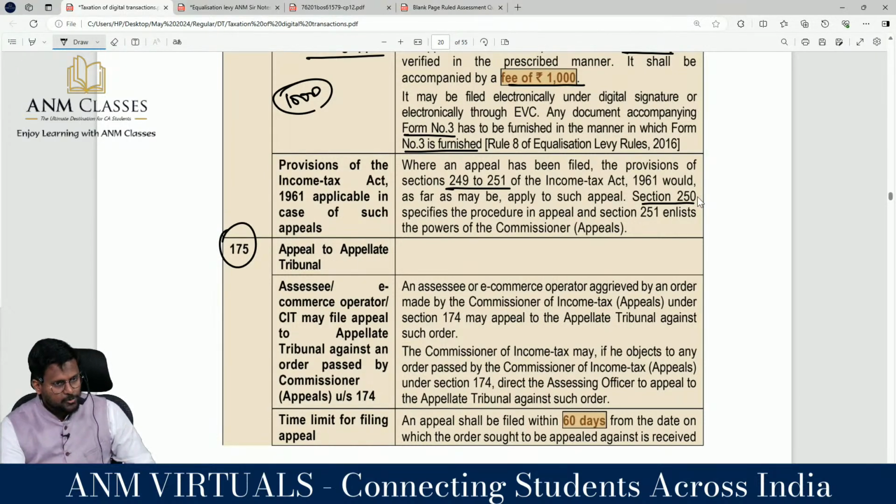Section 250 specifies the procedure in appeal, and section 251 enlists the power of the Commissioner (Appeals). That means it will automatically be treated as if you have filed a normal appeal.